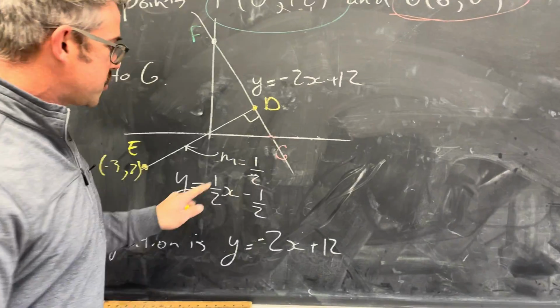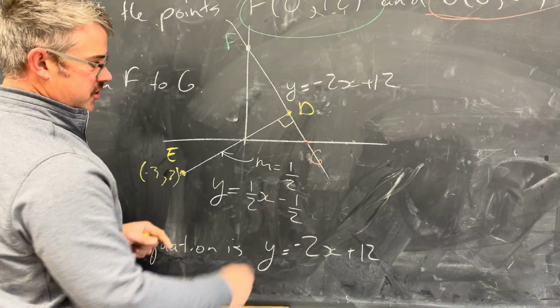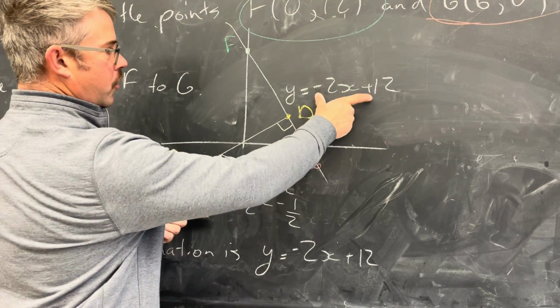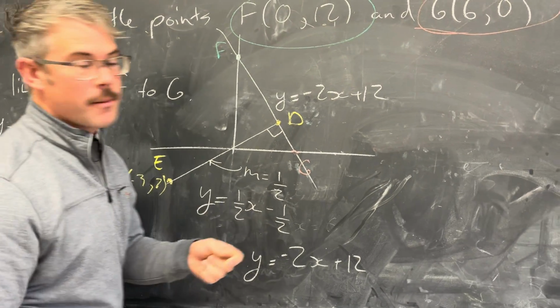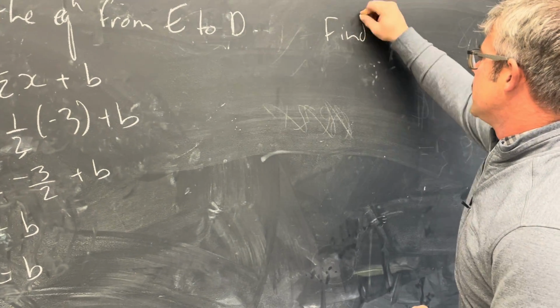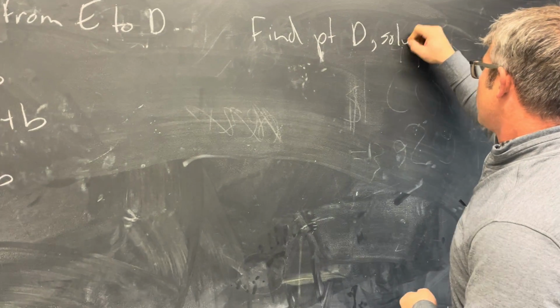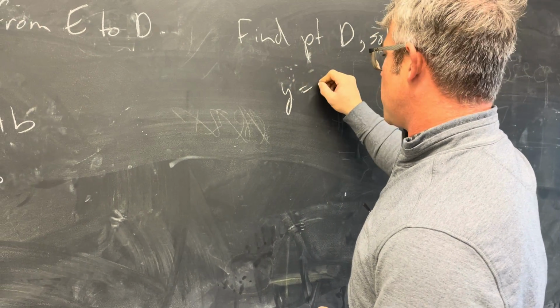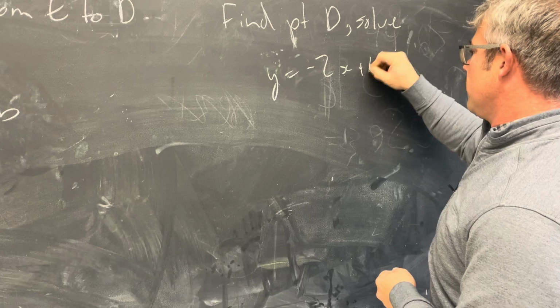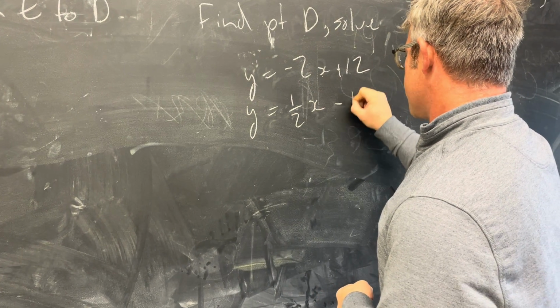So now that we have our two equations, we need to find the coordinates of point D. That'll be the point of intersection of these two things. So I have both equations in y equals mx plus b form. Let's go over here and solve that system. So to find point D, we will solve the system that is y equals negative 2x plus 12 and y equals 1/2 x minus 1/2.